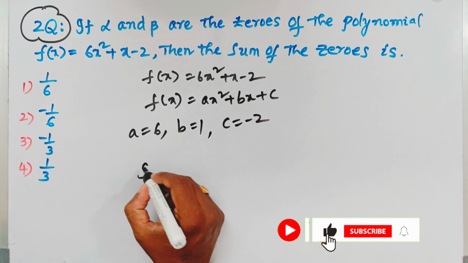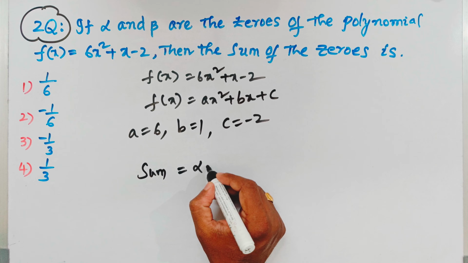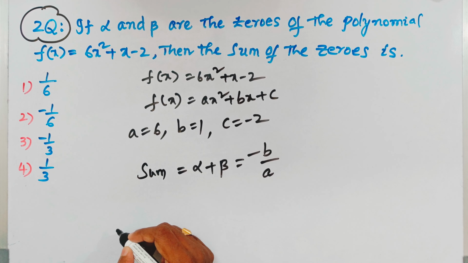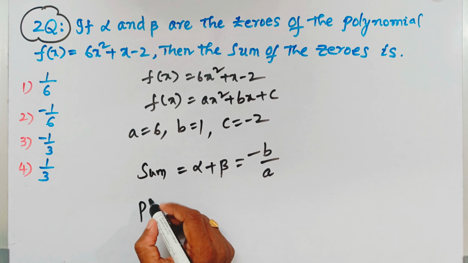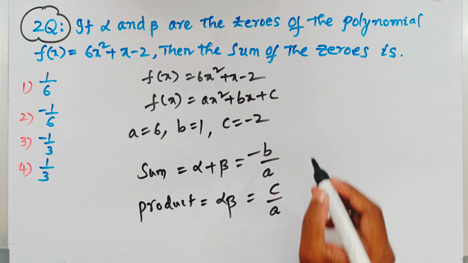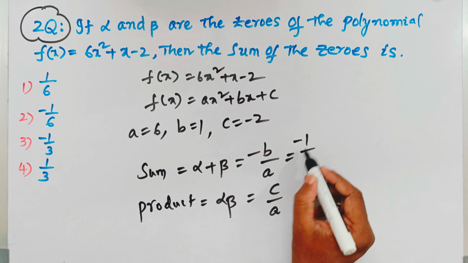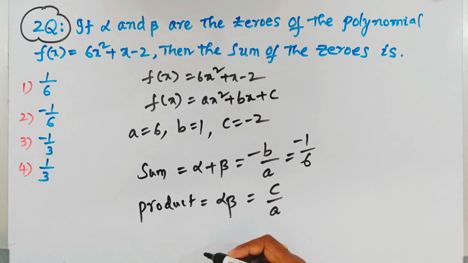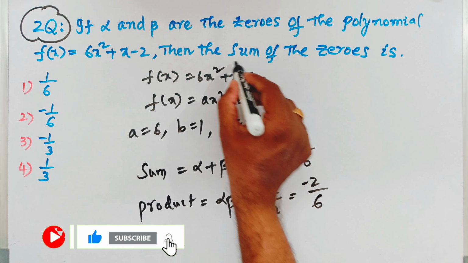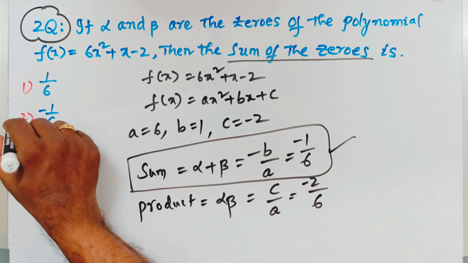So you have to find out the sum of the zeros. The formula: take alpha and beta as the two zeros. Their sum is minus b by a. This is the formula. And we also know the product, I will explain: the product alpha beta is equal to c by a. So minus b by a, where b is 1 and a is 6, gives minus 1 by 6. And the product is c, which is minus 2, by a, which is 6. But here you are asked the sum of the zeros. So this is our answer: minus 1 by 6. So option 2 is the correct answer.